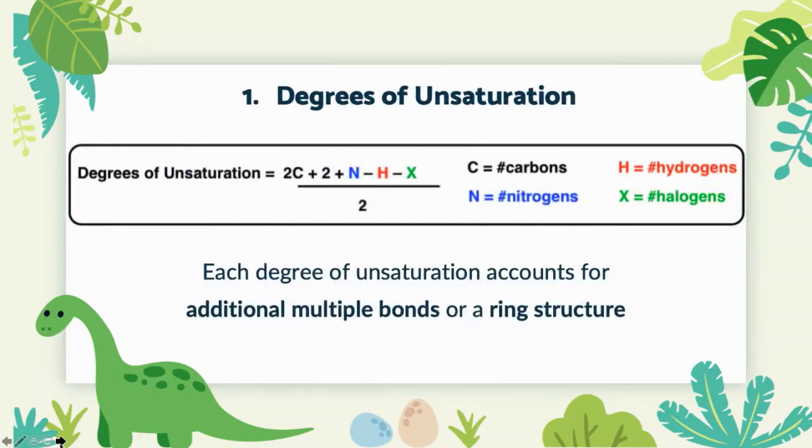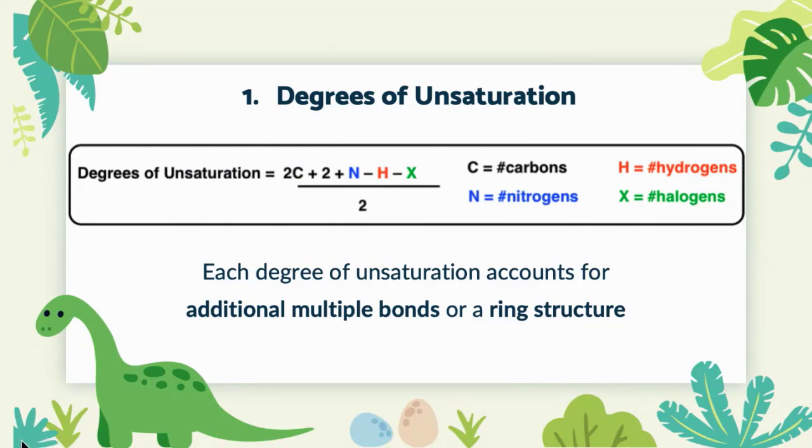So just looking at that first part, we're going to look at degrees of unsaturation. So there's the formula here. You've probably seen it a lot. And yeah, so what you're going to be doing is seeing how many hydrogens am I missing? And that should tell us how unsaturated a molecule is, or how many extra bonds a carbon has to something that is not a hydrogen, right? So each degree of unsaturation can account for an additional multiple bond or a ring structure.